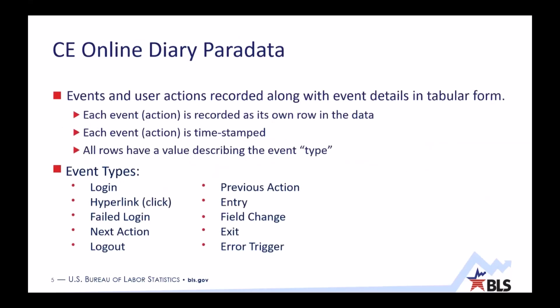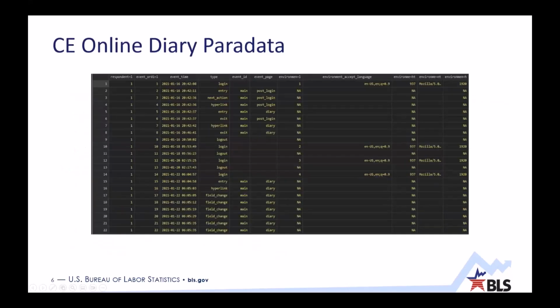In the specific case of our CE Online Diary Paradata, these data contain information on our survey respondents, or users as they may be called throughout this presentation, and their activity within the diary instrument. These user actions are recorded as Paradata events, along with relevant details in tabular form. Each event is recorded as its own row, and each is given a timestamp and a value describing the type of event. You can see some examples here, like logins, failed logins, entry, hyperlink, and so on. Here's an actual look at what it looks like.